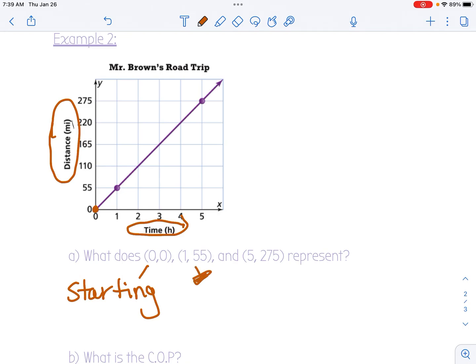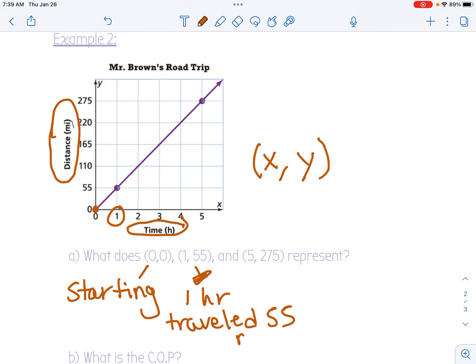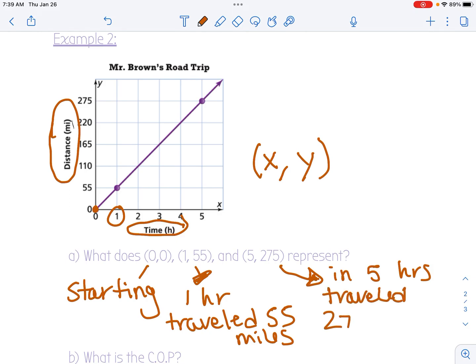For 1, 55, remember our coordinate points go x first and then y. So that means that 1 is my x. So this means in 1 hour, I have traveled 55 miles. And then 5 and 275 means that in 5 hours, I have traveled 275 miles.